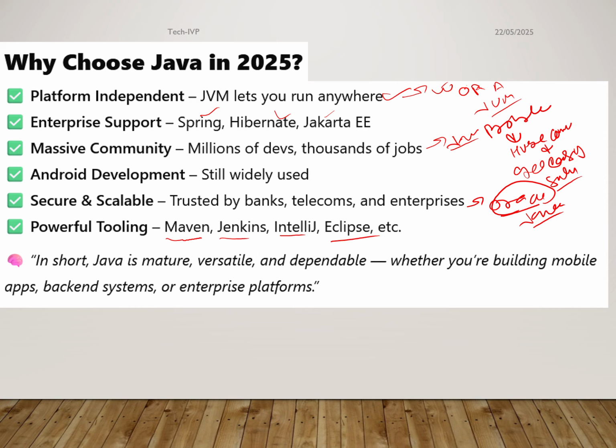In short, Java is mature, versatile, and dependable. Whether you are building a mobile app, backend system, or enterprise platform, that is the simple answer. If someone asks why you chose Java: Java is a mature, general-purpose language, versatile and dependable, for building mobile apps, backend systems, or enterprise applications. One more thing is write once, run anywhere. And if we are working with a large team, then Java is preferred.